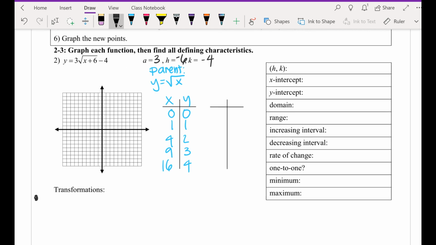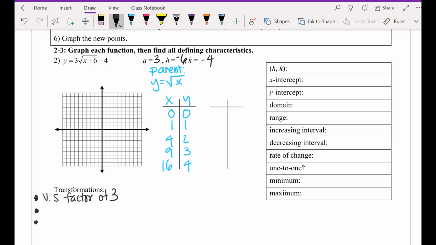So I have 3, so I'm going to write 3 dots. The A value being a 3, Ashley, what kind of transformation is that? Very good. Vertical stretch, factor of 3. The H value being -6, Danny, so what kind of transformation is that? How would I state those?